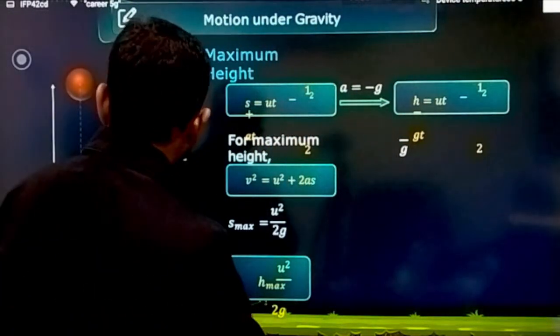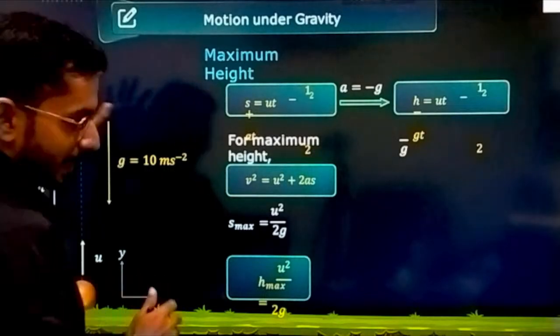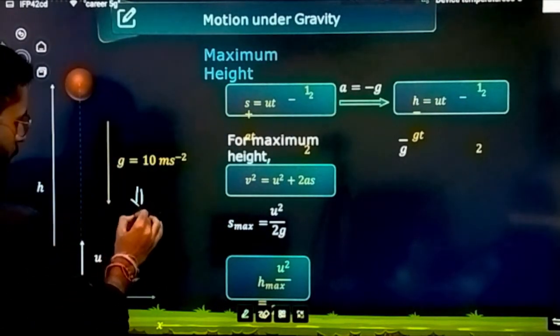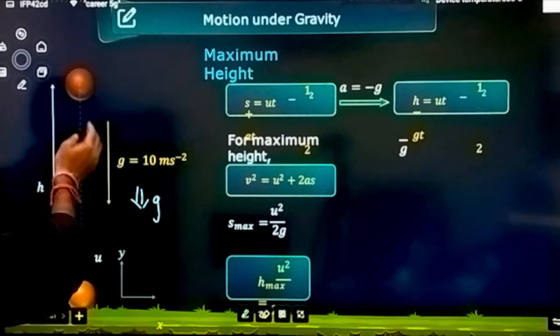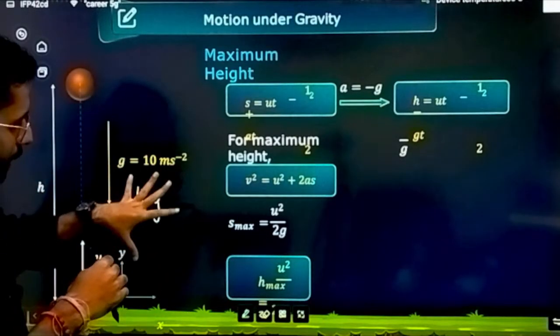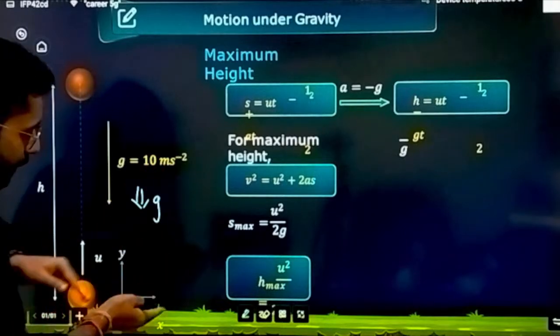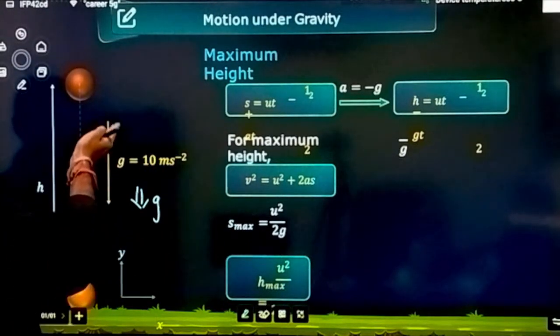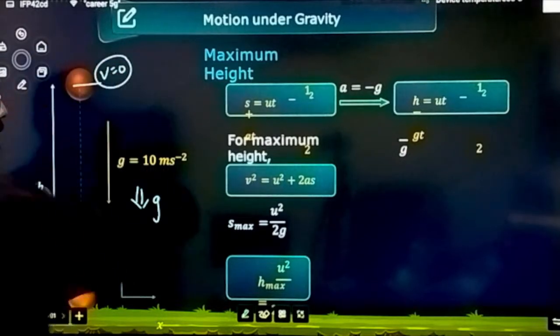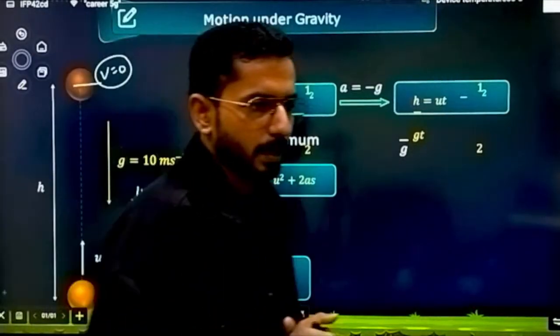The condition for maximum height is: initially you are given some velocity upward, and acceleration is in the downward direction, correct? Velocity upward, acceleration downward. That means it will work as a retardation, so velocity will be decreasing, and at maximum height, finally velocity will become 0.